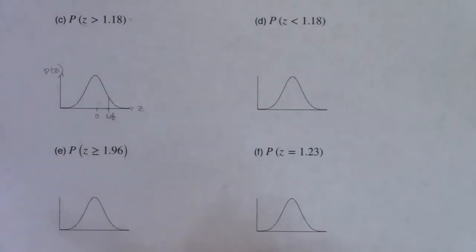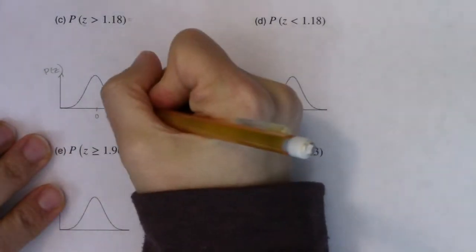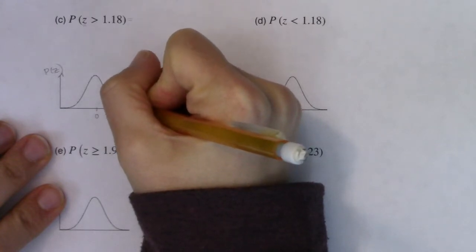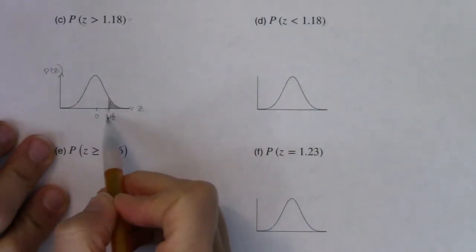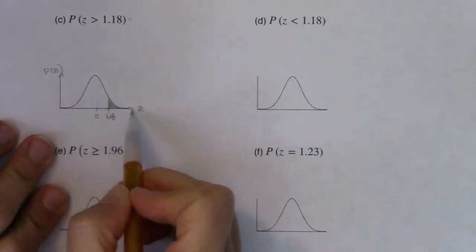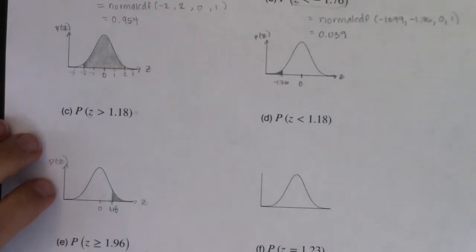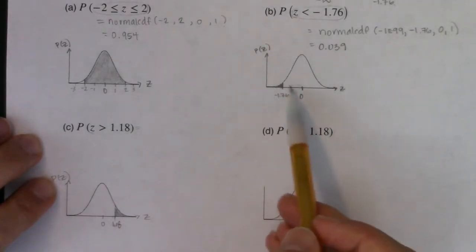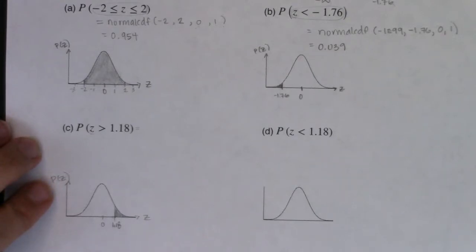It also tells me I want you to go greater than 1.18. So all the z values greater than 1.18 are to the right. So let's shade right here. And let's get some gut feelings for this. When I look at this shaded region, to me it's a little bit more than the area that I shaded in part B, right? That was about 4%. This looks closer to 10% to me. So I think I should get a number close to 10% as I'm rolling through this.